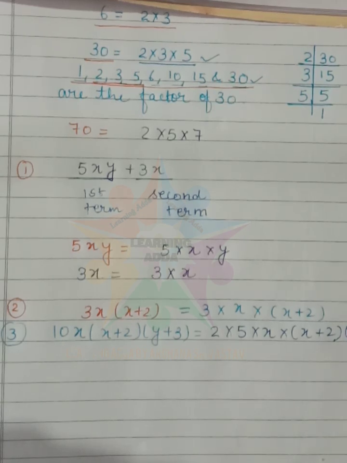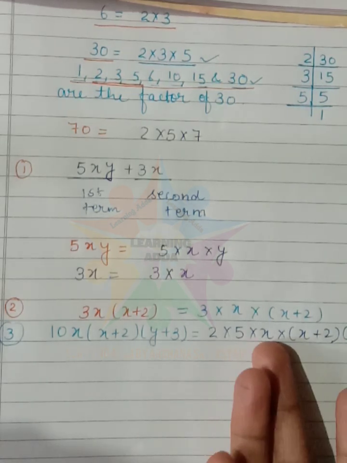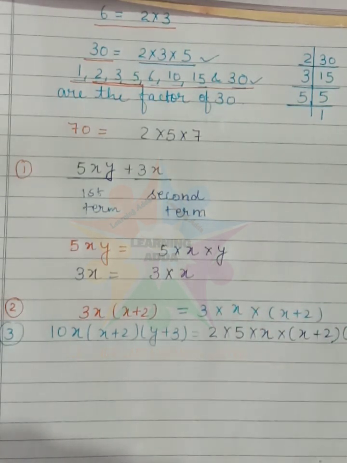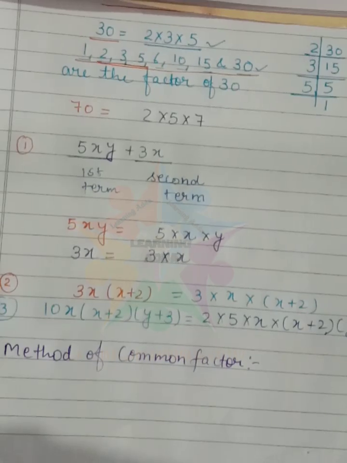Expressions like 3xy, 5x square y. Here we have like 5x, or like x plus 2. These are methods of common factorization. Now we discuss the next topic, method of common factorization, or common factor.